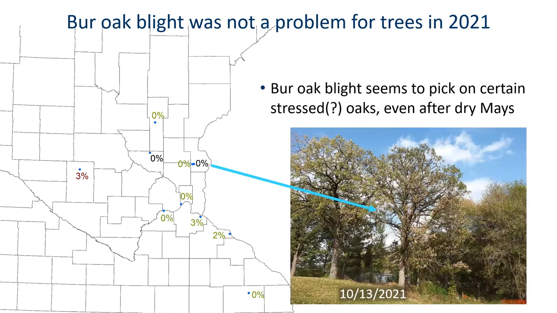Now, here at a city park in Stacy, here's a bur oak. I've done a survey at this park for a few years in a row. And as you can see at that park, I found no oaks defoliated over 50%. That was in early September. Now, a month later, in mid-October, there's one oak here that definitely has symptoms of bur oak blight. But again, it's growing in this kind of suboptimal area. And this oak, I'm sure it will tolerate bur oak blight for decades. So I'm just not worried about bur oak blight.